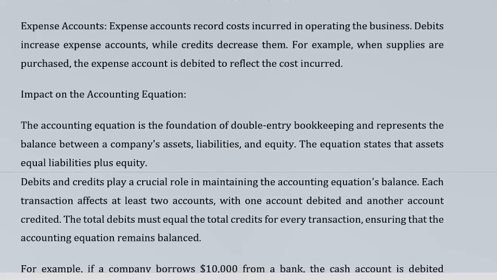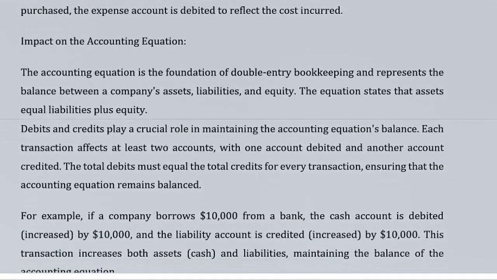Impact on the accounting equation. The accounting equation is the foundation of double-entry bookkeeping and represents the balance between a company's assets, liabilities, and equity. The equation states that assets equal liabilities plus equity. Debits and credits play a crucial role in maintaining the accounting equation's balance. Each transaction affects at least two accounts, with one account debited and another account credited. The total debits must equal the total credits for every transaction, ensuring that the accounting equation remains balanced.